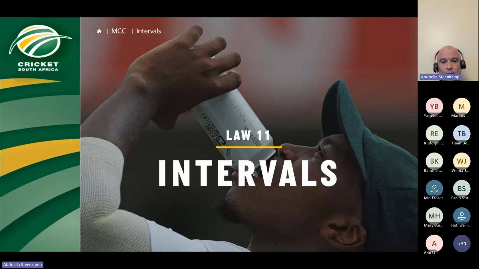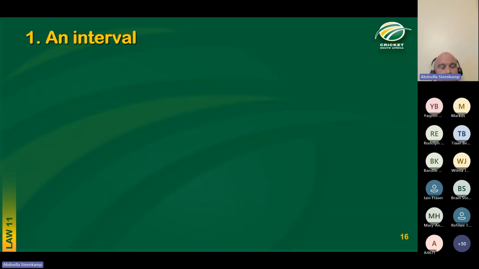The last law that I'm covering this evening is intervals. So when it comes to an interval in multi-day cricket, I'll use Test match cricket as an example. In South Africa, we play 4-day provincial cricket, as well as 3-day provincial cricket. But let's focus on our example of Test match cricket, and what the law says is an interval.